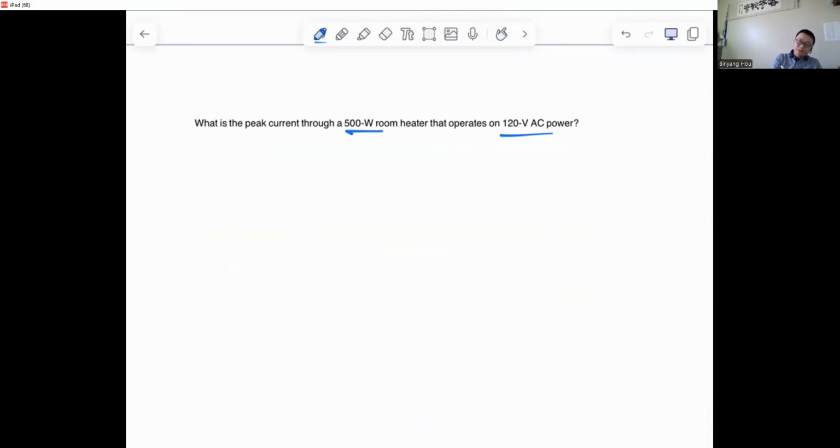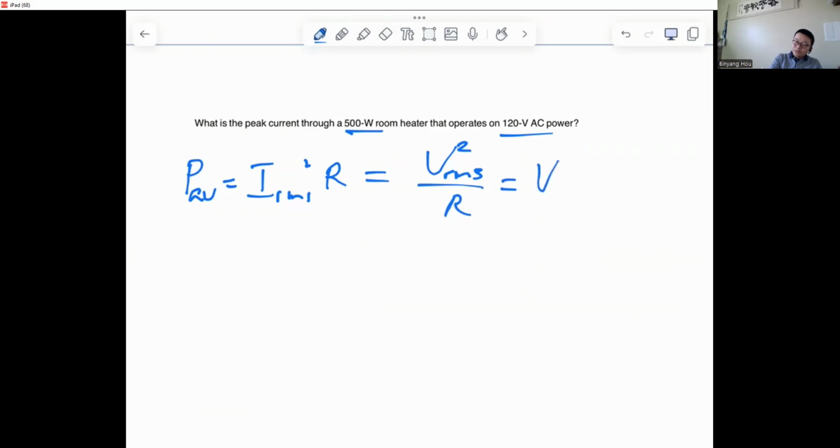So there are three expressions. P could be equal to I RMS squared times R, or V RMS squared over R, or you can do V RMS times I RMS, okay? So the given quantity is V RMS, and we are looking for I peak.